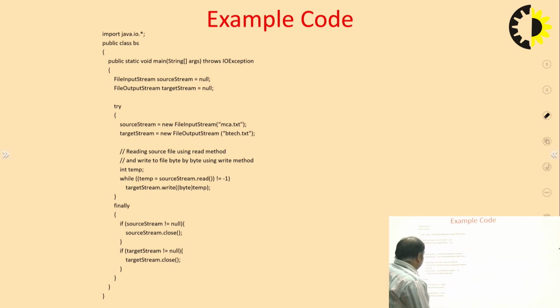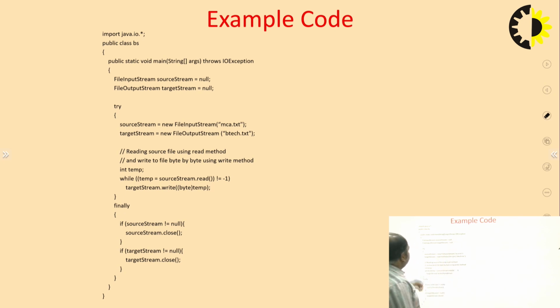What does IO exception mean? What is an exception? Exception means if there is an error, then it will show an input output exception. It will not throw any other exception, because we are working on input output files. So it will throw input output exception.